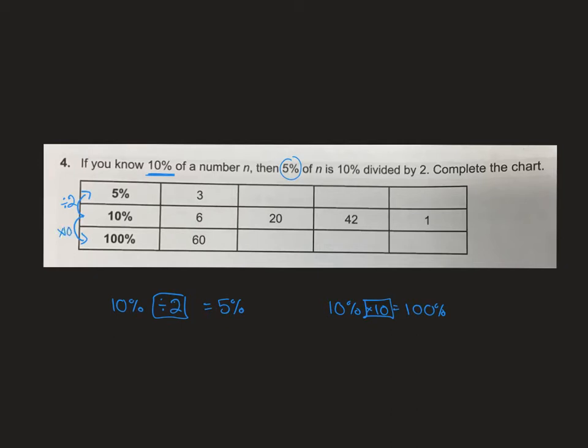So to get from our 10% row to our 100% row, we're multiplying by 10. So we're going to do the same thing with each row. 6 divided by 2 is 3, and 6 times 10 is 60. So when they give us 20, we go, okay, 20 divided by 2 is 10, and 20 times 10 is 200. So you do the same thing for each row.